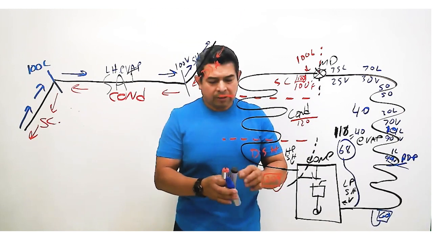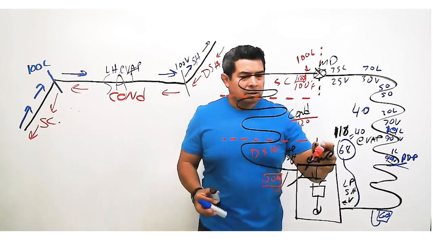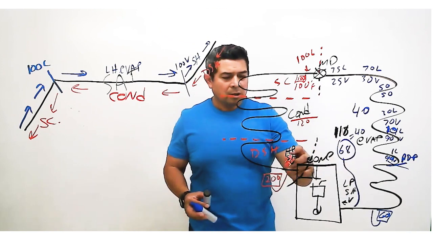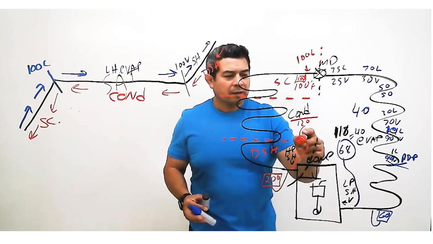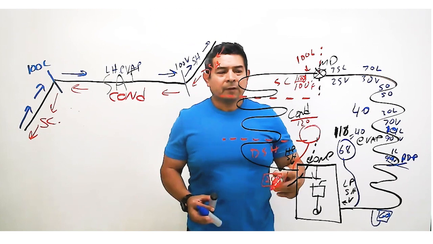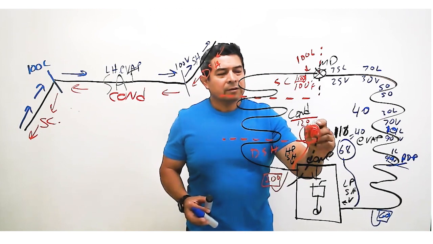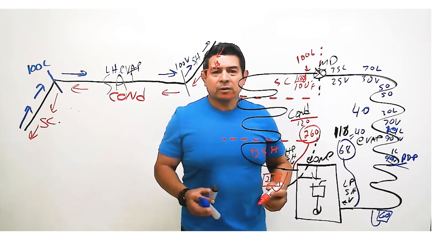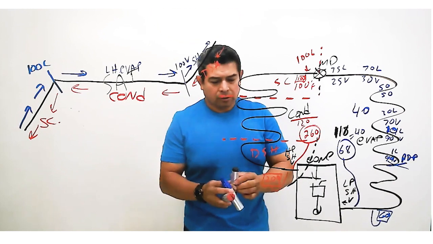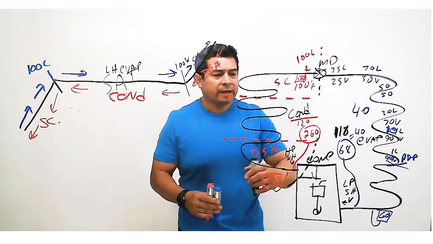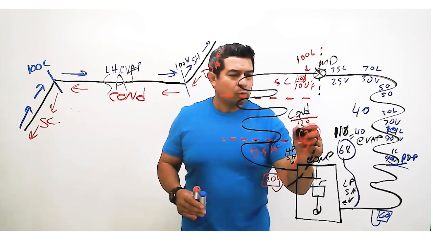Now, we have to do the same thing on the high side. So we hooked up the blue gauge here. Now what we're going to do is we're going to hook up my red gauge right there. This red gauge, if it's R22, is going to read 260. Let's say that it's not R22. Let's say that it's 410A. Then it's going to read about 400.